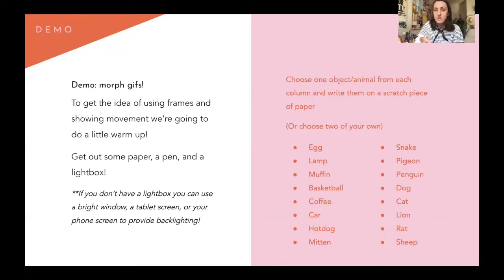so you can see through 2 pieces of paper at once. I want you to choose, we're over on the pink side now, one object and one animal from each column and write them down on a scratch piece of paper. Or you can choose your own objects and animals. It's up to you. These are just the things that were on my mind. I'm going to be choosing, since I've done this one before, coffee and a sheep. We're going to make a morphing GIF with these 2 words.